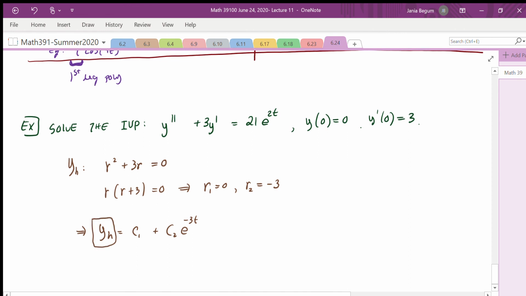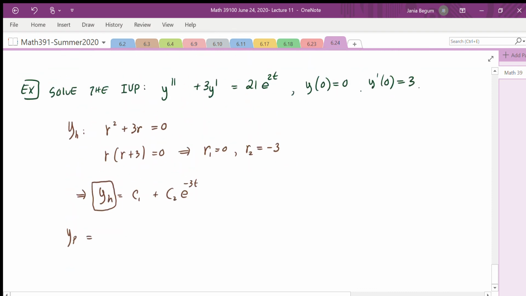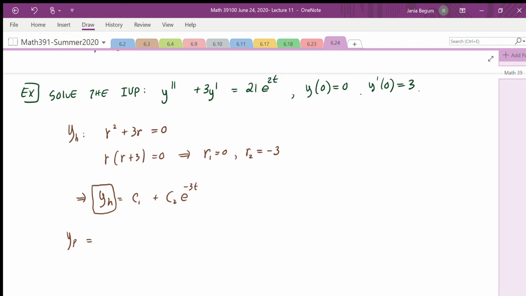Now let's guess the form for yP. Well, what is g of t? So let's see what g of t involves. Just an exponential. So someone guess the particular solution.